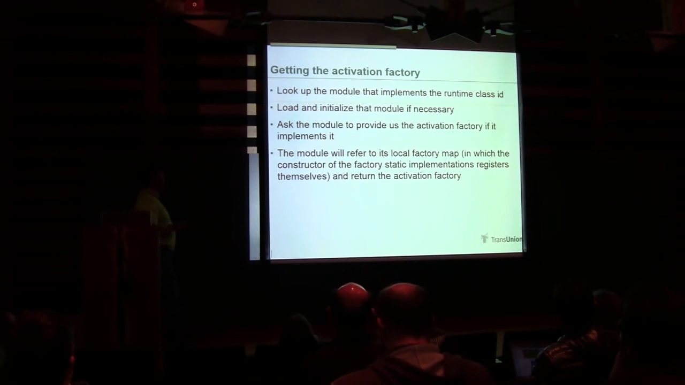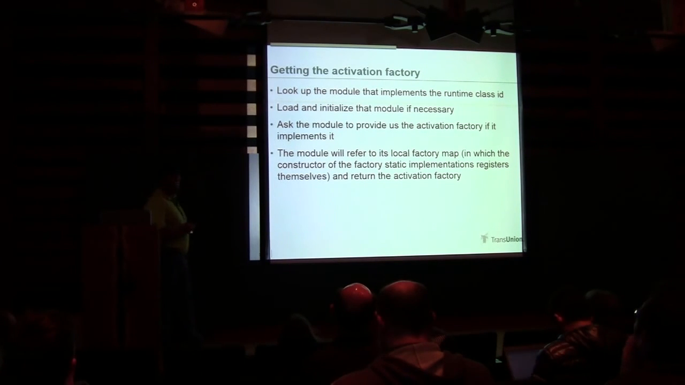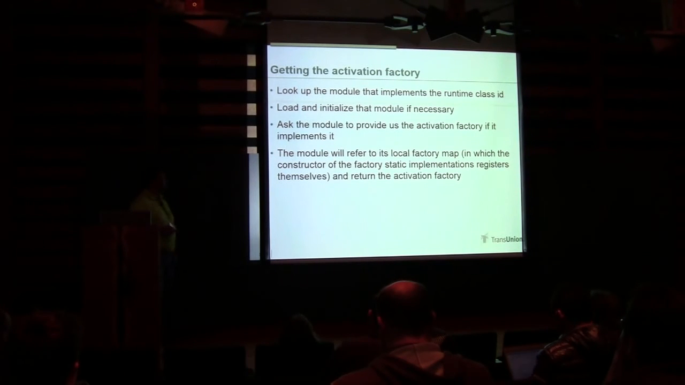How do we get the activation factory? Well, we look up the module that implements that class runtime class ID. We load and initialize that module if necessary, otherwise we cache it. Ask the module to provide us the activation factory if it implements it. And that module has a local factory map for all the stuff. Remember, we had the register implementation, in which the constructors of the factory static implementation register themselves, and it returns that.